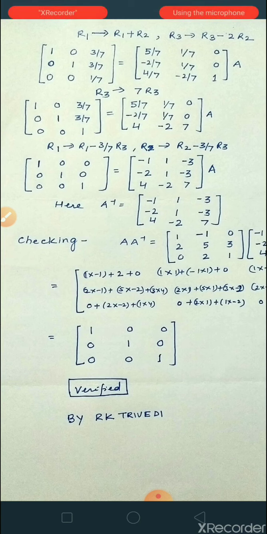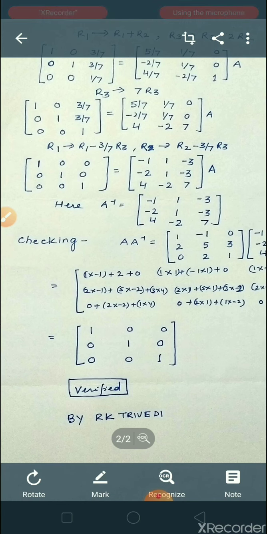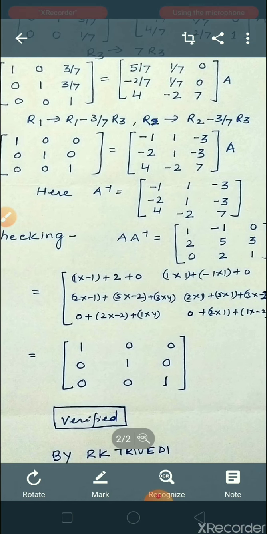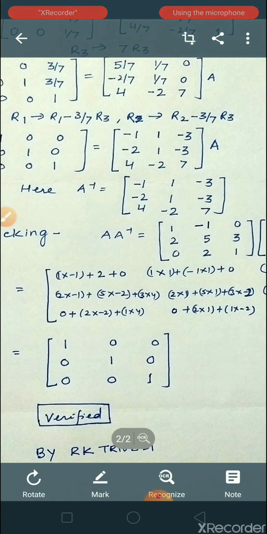This is completely an identity matrix, and in RHS there is a product of two matrices, and in LHS it is an identity matrix. Recall that when the product of two matrices is an identity matrix, then these matrices are inverses of each other. So we can write A inverse is equal to [[-1, -2, 4], [1, 1, -2], [-3, -3, 7]]. So students, this is the inverse of matrix A by row elementary transformation.